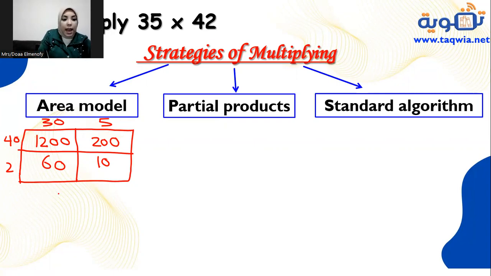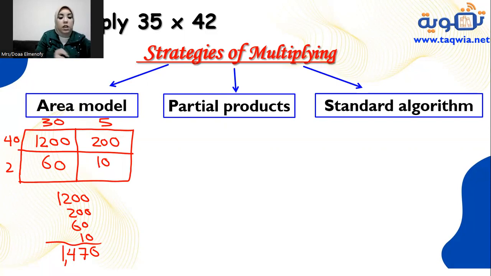So here we have to add 1,200 plus 200 plus 60 plus 10. So it's easy. 0 plus 0 plus 0 plus 0 equals 0. 0 plus 0 plus 6 plus 1 equals 7. And 2 plus 2 equals 4. And then we're going to write 1. So it's 1,470. Okay, this is the product.